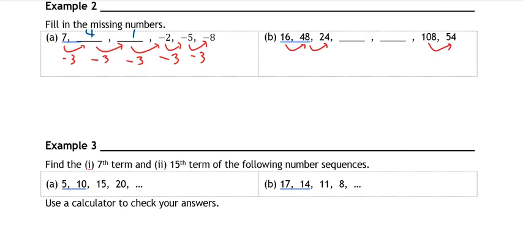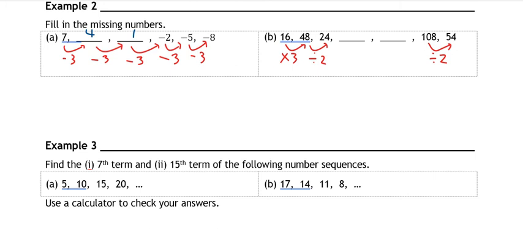Here, I will just inform you that 16 to 48 is actually multiplication by 3, right? And then 48 to 24 is division by 2. And the last part, 108 into 54, is also division by 2, right? So let's see whether it matches the pattern here. According to the pattern, the rules will be multiplication by 3 and then divide by 2.